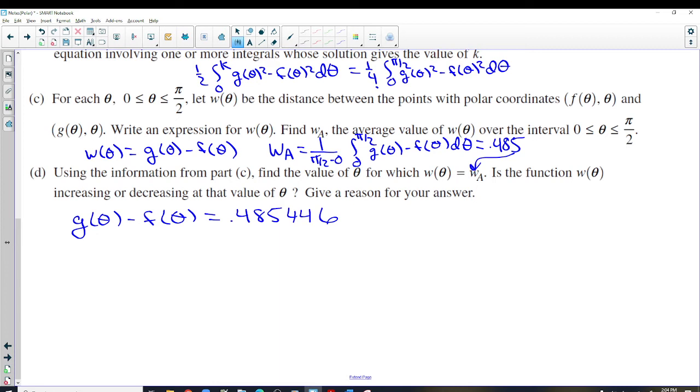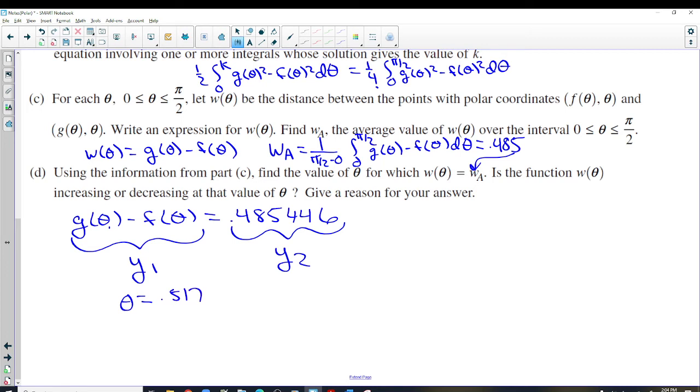I believe in it. Sarcasm. All right, anyway, I would put this into Y1. I would put this into Y2, find the intersection point, and the function hits its average value when theta is equal to, let's see, where is it? 0.517.